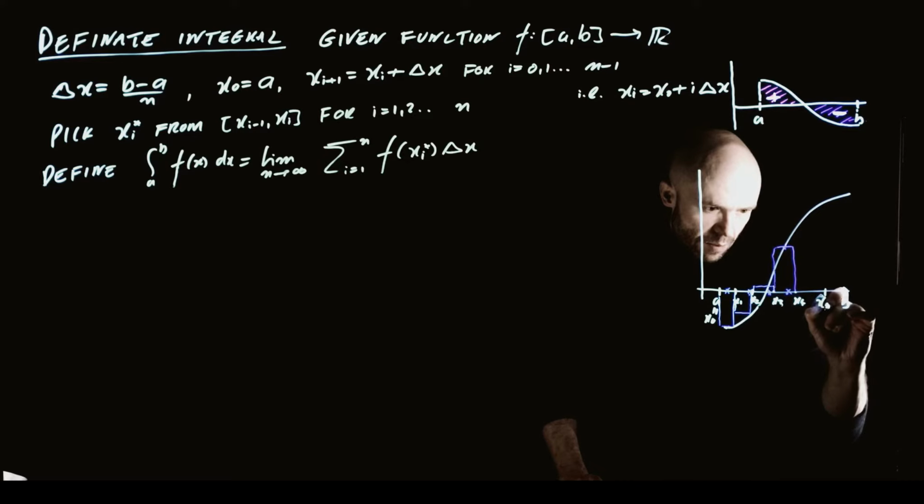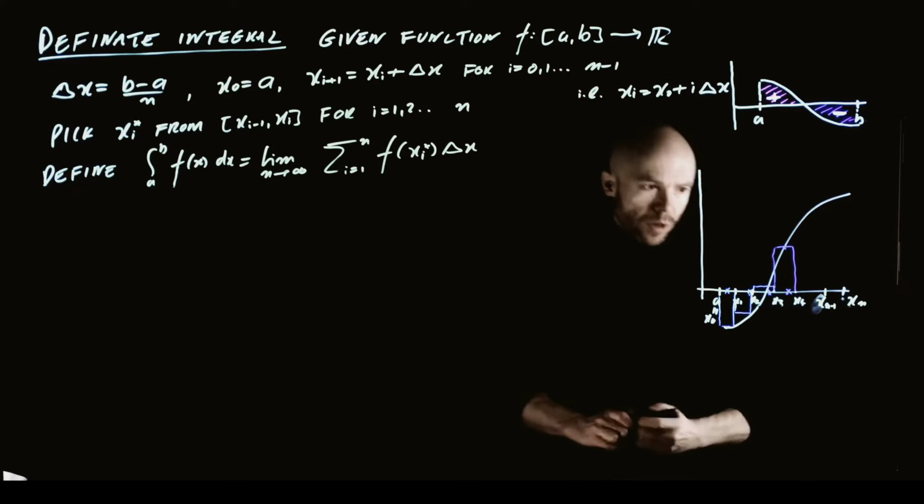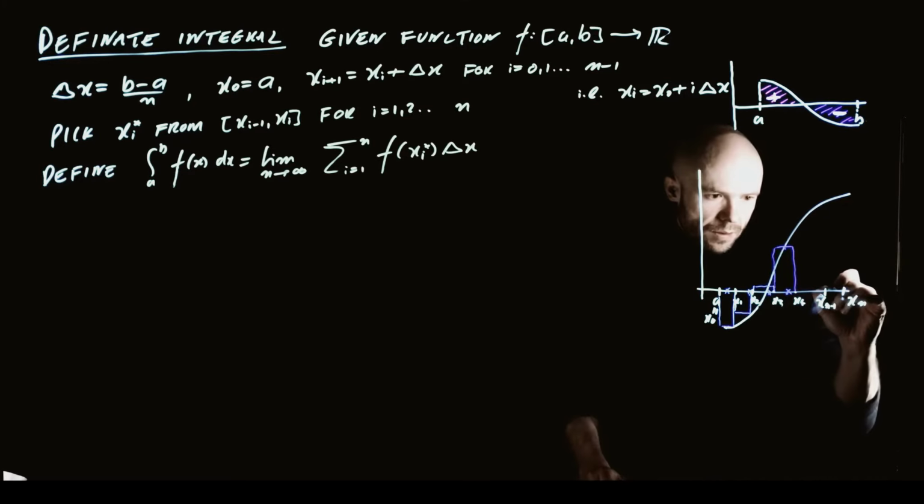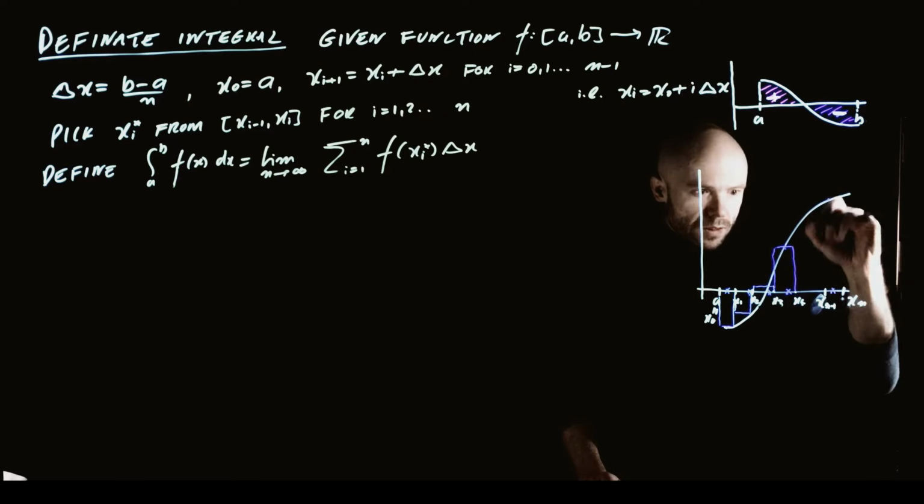This is x_{n-1}. And this guy here is the final thing, which is x_n. And then the sample point, again, anywhere in between. Say it's here. So then it defines this height. And we have a rectangle like this.